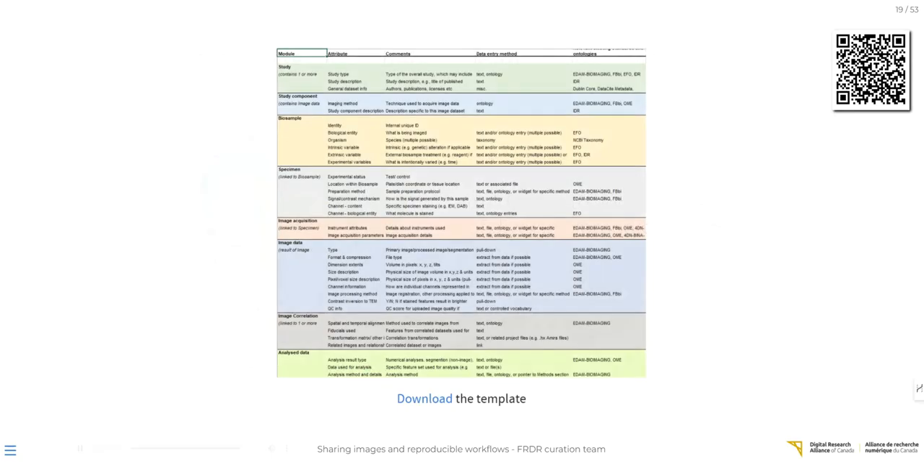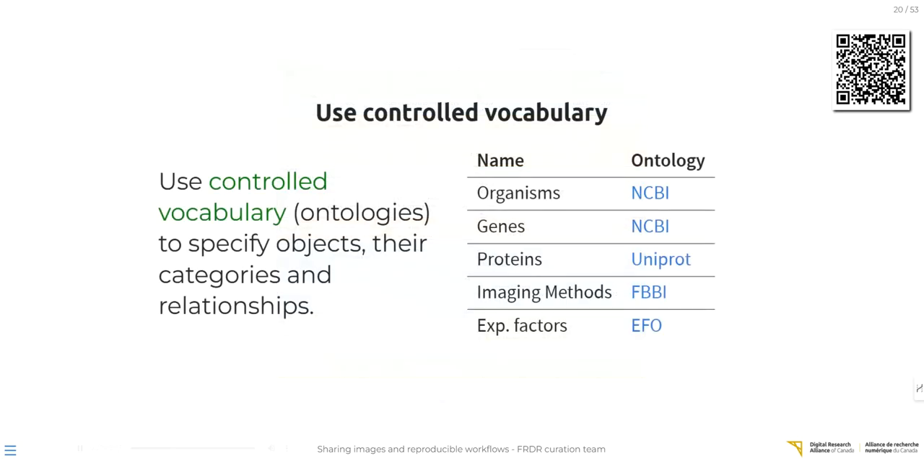Here you can see the REMBI metadata template. It covers essential metadata modules such as the study context, sample information, imaging methods, acquisition settings, and analyzed data. To ensure clarity and interoperability, it's important that your metadata contains controlled vocabularies, also known as ontologies. These standardized terms allow machines and researchers to unambiguously understand what organisms, genes, proteins, and methods were used. For example, use the NCBI taxonomy for organisms, UniProt for proteins, and FBbi for imaging techniques.